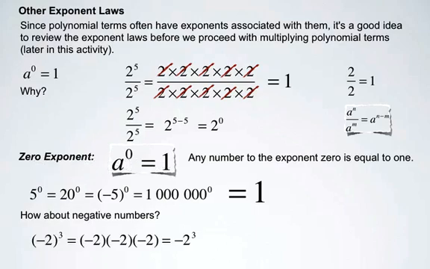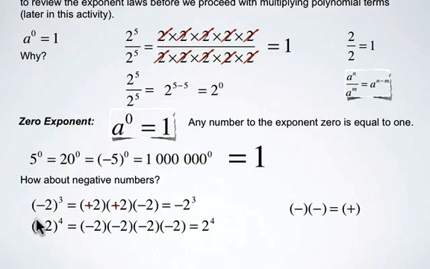So what about negative numbers? If we have a negative as part of our base and the exponent is odd, we'll end up with the same as with a positive base, because two negatives will pair up to give us a positive, and then one left over will be negative.